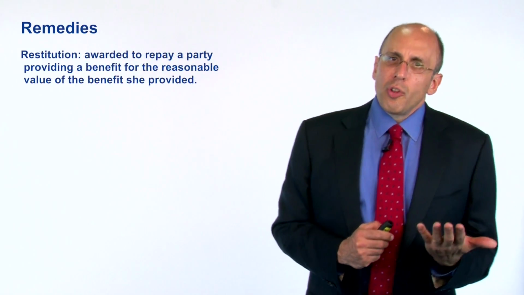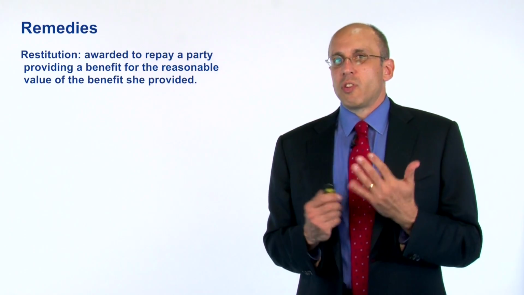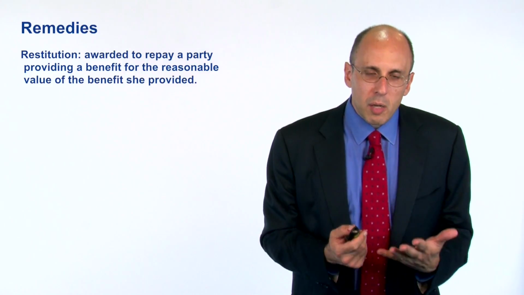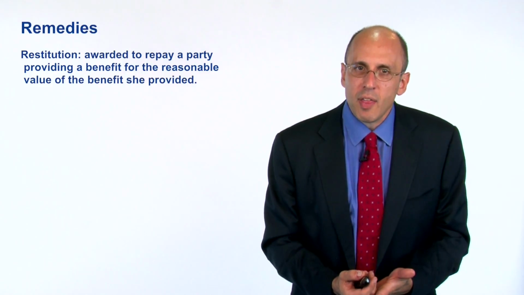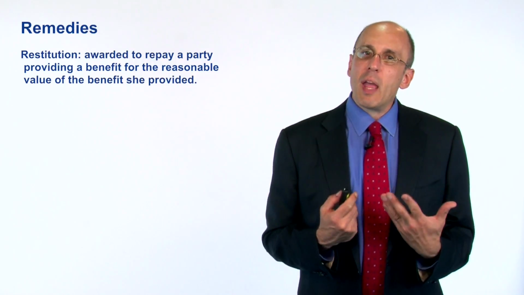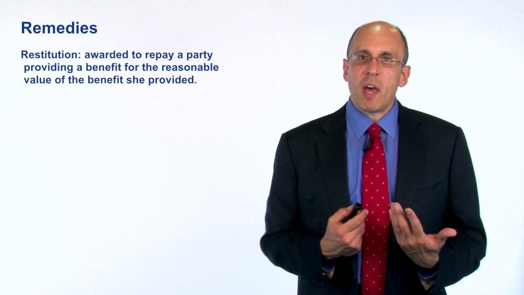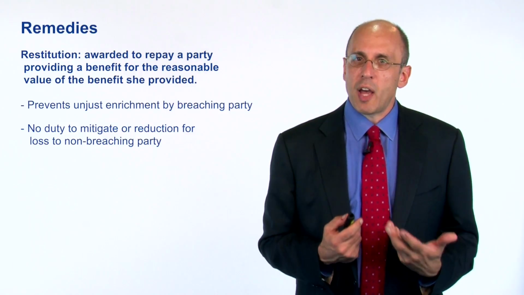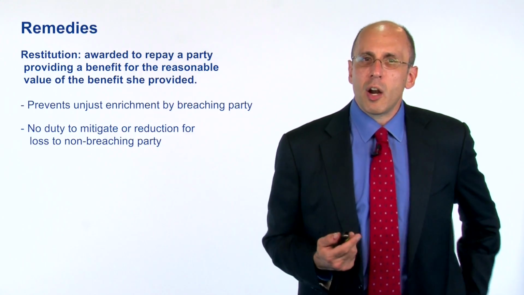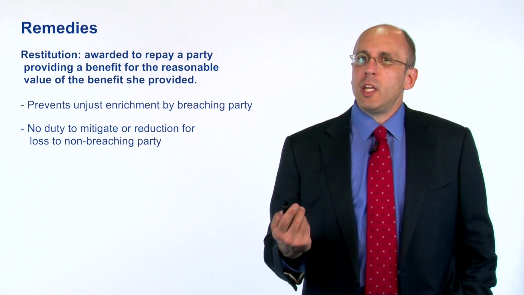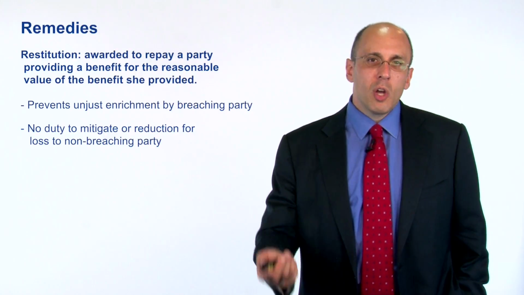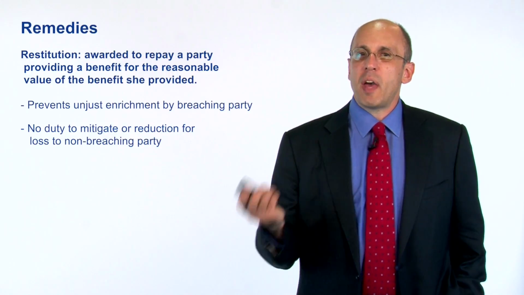Now, there's also restitution. That's another remedy in contract. Restitution awards the party that didn't breach in order to repay that party for providing a benefit for the reasonable value of the benefit that was provided. So it prevents unjust enrichment by the breaching party. And there, the idea is if somebody doesn't fully perform their part of the bargain, whatever the value of the benefit that was provided needs to at least be paid.